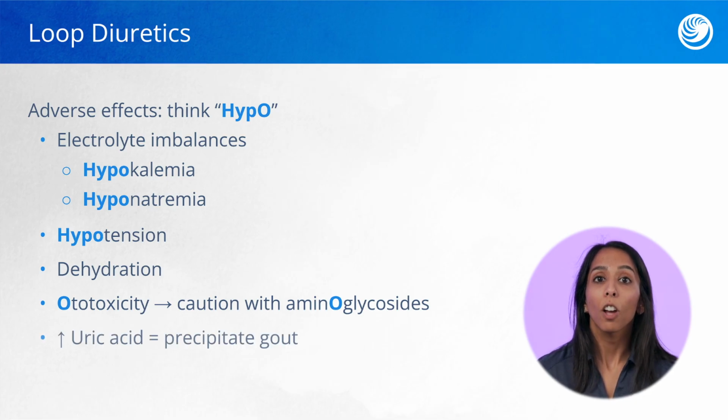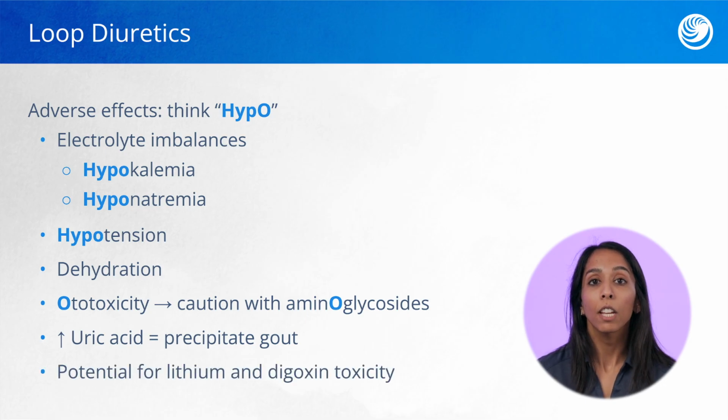Loop diuretics can cause increased reabsorption of uric acid, which can lead to hyperuricemia and potentially precipitate a gout flare in susceptible clients. Finally, diuretics can increase the risk of lithium toxicity.